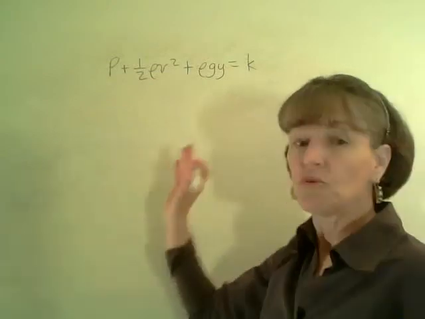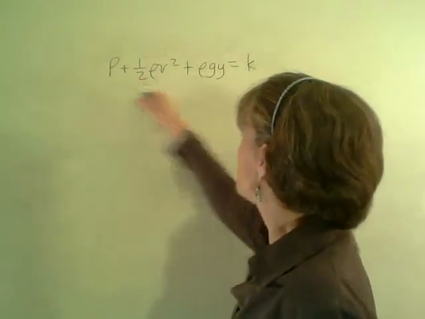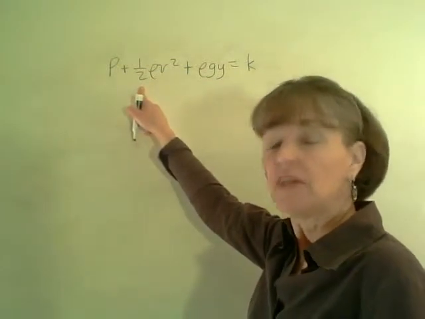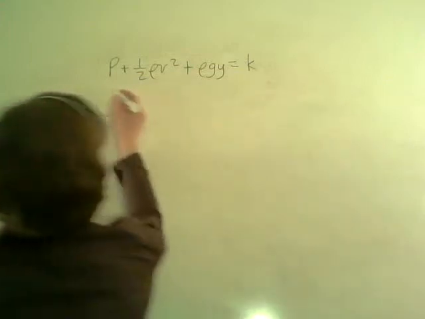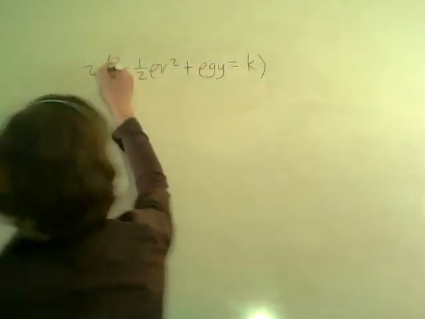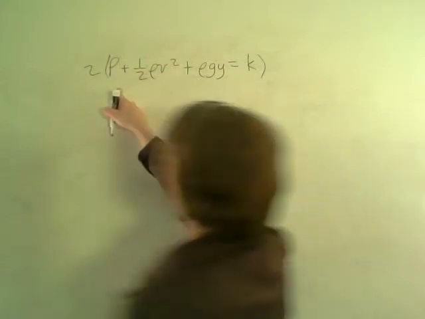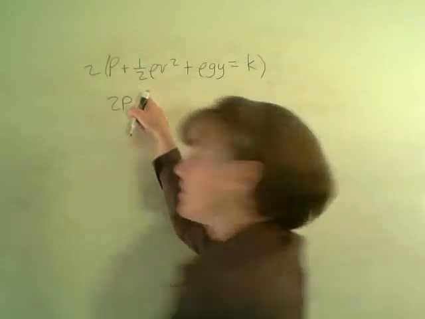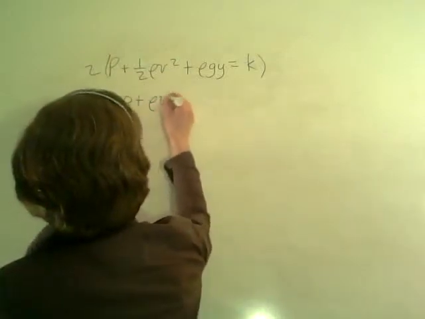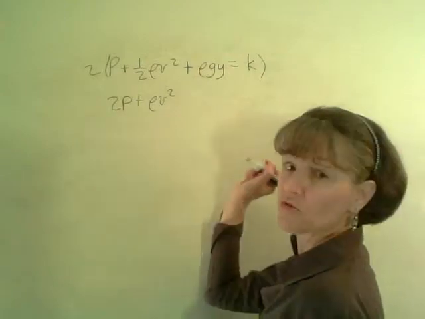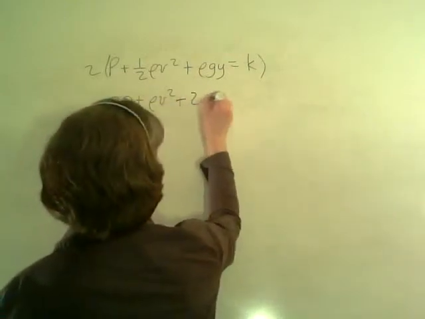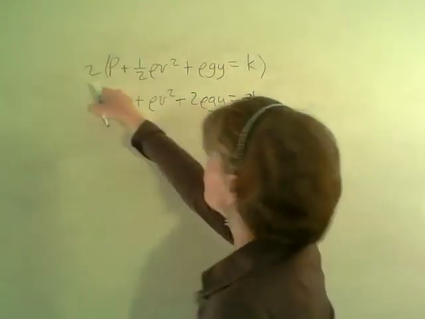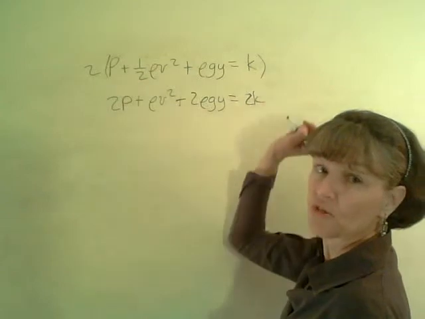Now, the first thing I'm going to do, though, is multiply the whole equation by 2 so that I can get rid of this 1/2. That's a 2 in the denominator, and I would like to get rid of it in the beginning. So I'm going to multiply the entire equation by 2. And when I multiply 2 times p, I get 2p. But when I multiply 2 times 1/2, the 2's cancel, and I just get rho v squared. And then I multiply 2 times rho gy, and I get plus 2 rho gy, and then equals 2 times k. Don't forget that you're multiplying 2 times every term.